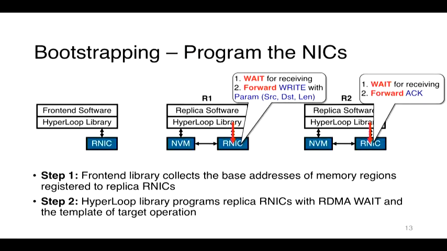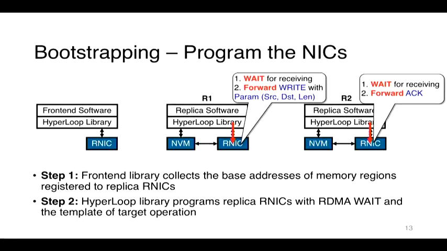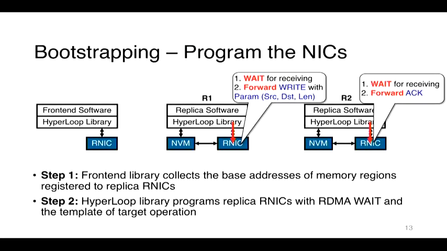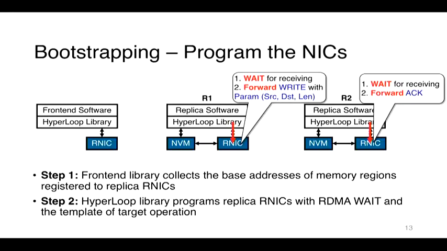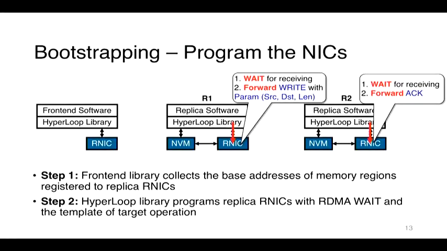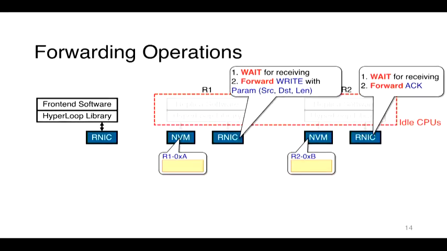And then the library on the replicas programs the NIC with RDMA wait and the template of the target operation, for instance, a write operation. This template contains empty parameter values for the write operation. By using the wait operation, the NIC will wait for the completion of a receiving event, and then it will forward the programmed write operation. After the bootstrapping phase, the replica CPU does not need to be involved in the data path.